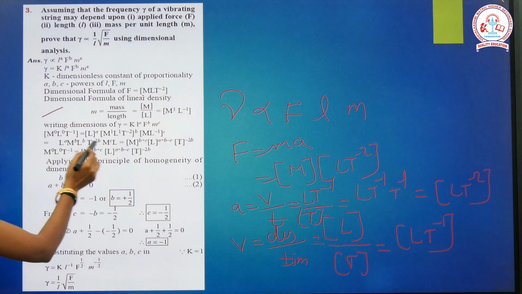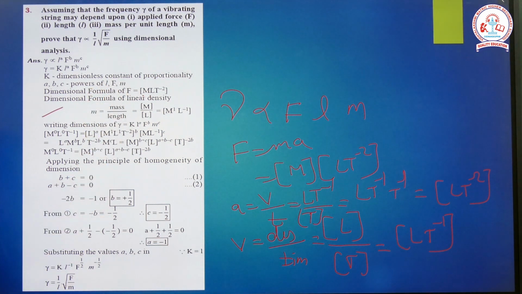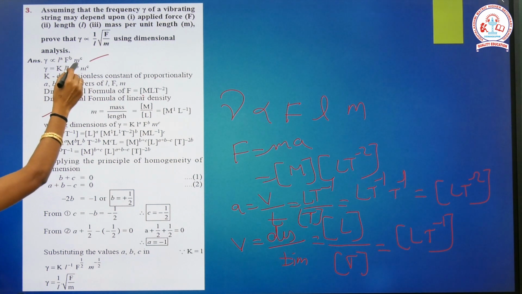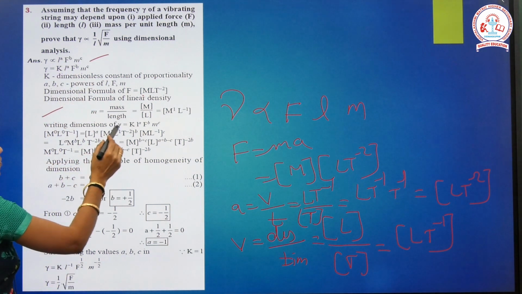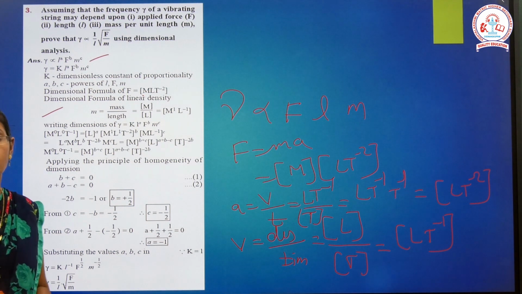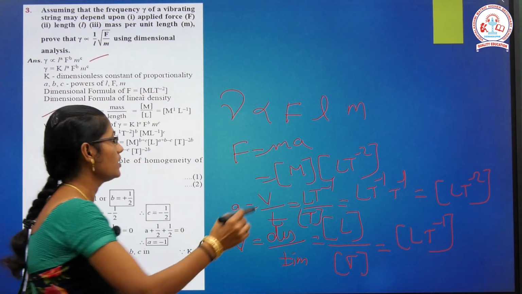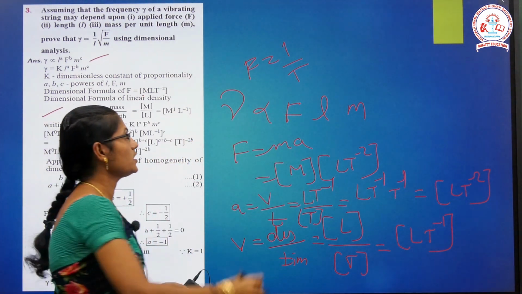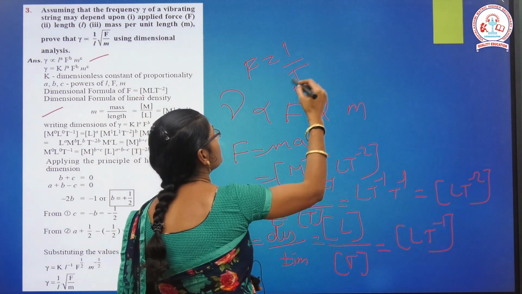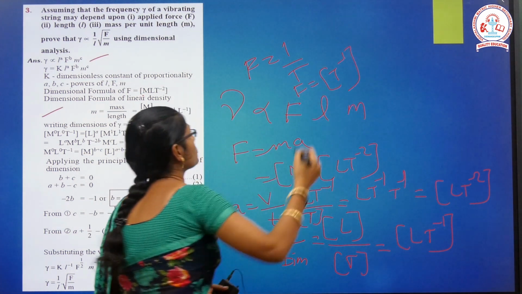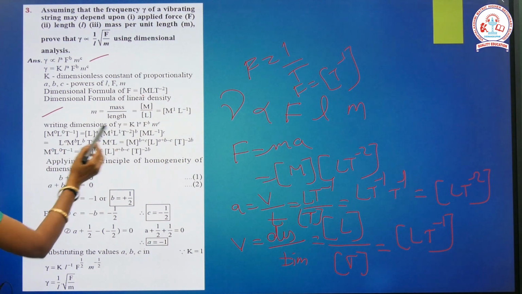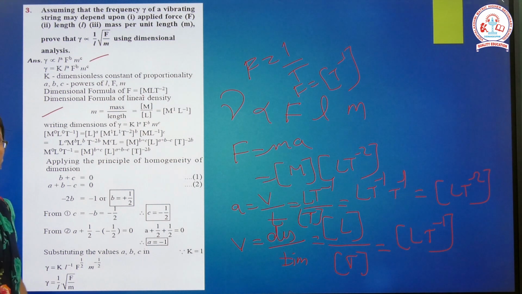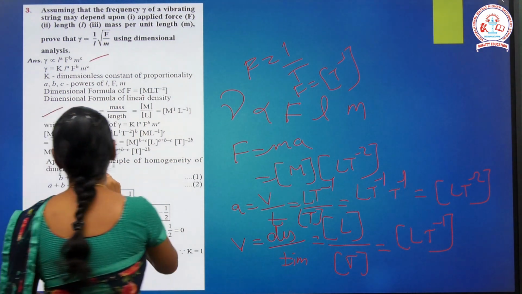And third one, we have to compare all these formulas using this equation, that is gamma is equal to k L power A, F power B and M power C. What is gamma? That is nothing but frequency. How to write the formula for frequency? F is equal to 1 by T. So, the dimensional formula is T power minus 1. So, frequency is M power 0, L power 0, T power minus 1. Only T power minus 1.